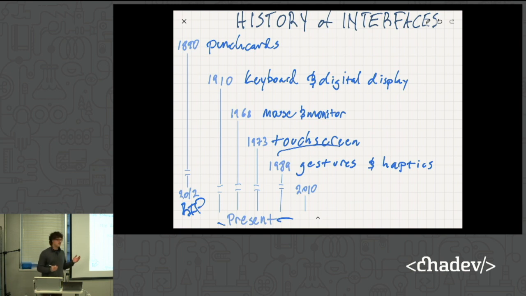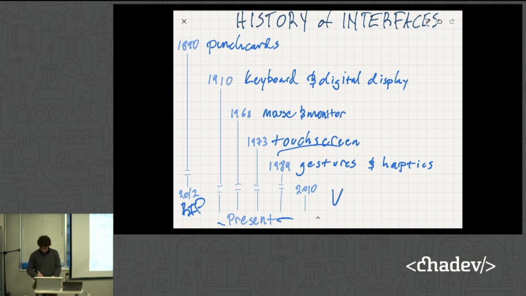Think Microsoft Kinect, or if you're old school, the Nintendo Power Glove. Anyone? Power Glove? Power Glove family? Yes? Good. Awesome. And haptics, so like feedback. I don't think the Power Glove had haptics. Did it vibrate? I don't think so. But gesture with vibration feedback or whatever. On your phone, the vibrations are a form of haptic feedback.